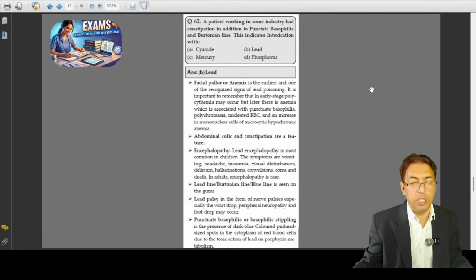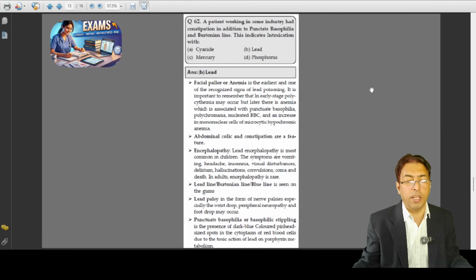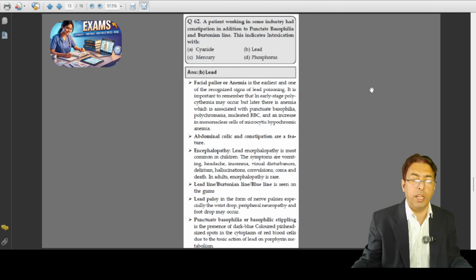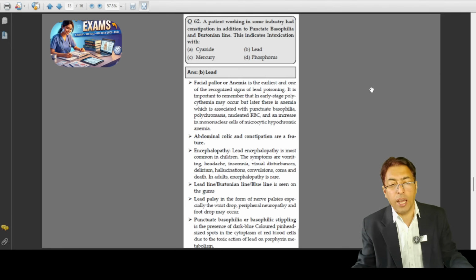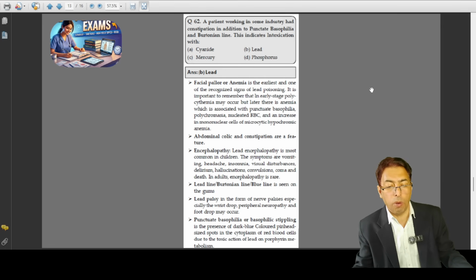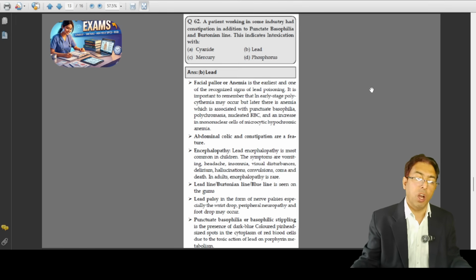Now, another question which resembles an earlier question: a patient working in some industry had constipation in addition to punctate basophilia and Burtonian lines. This indicates intoxication with cyanide, mercury, lead, phosphorus. So I told you the chronic arsenic poisoning in the previous question, but over here it is punctate basophilia, Burtonian line, and you have to remember anemia, facial pallor, abdominal colic, constipation, encephalopathy as a result of chronic lead intake, and lead line, Burtonian line, or blue line, and lead palsy can present in the form of peripheral neuropathy, wrist drop, foot drop, and punctate basophilia is a very characteristic feature of lead poisoning.